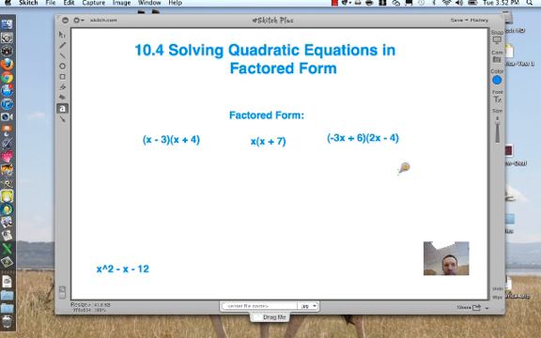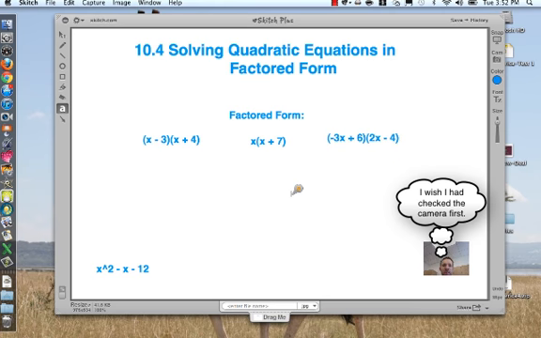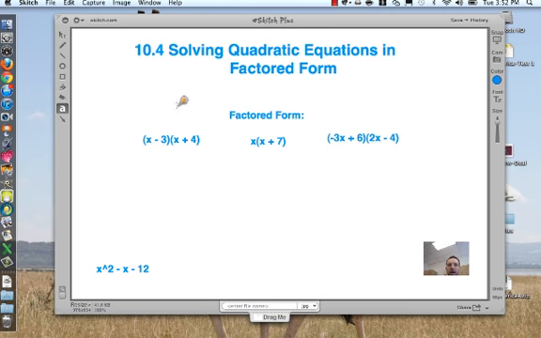Hello and welcome to 10.4 Solving Quadratic Equations in Factored Form. Today we're going to take a look at how to solve problems like these, where we have to solve a quadratic equation that's already written in factored form.